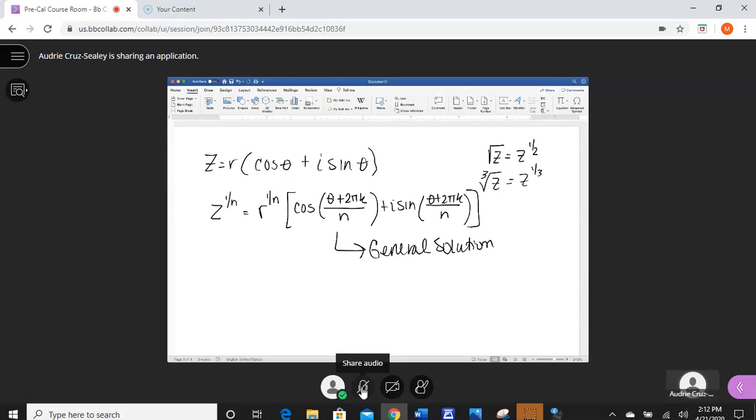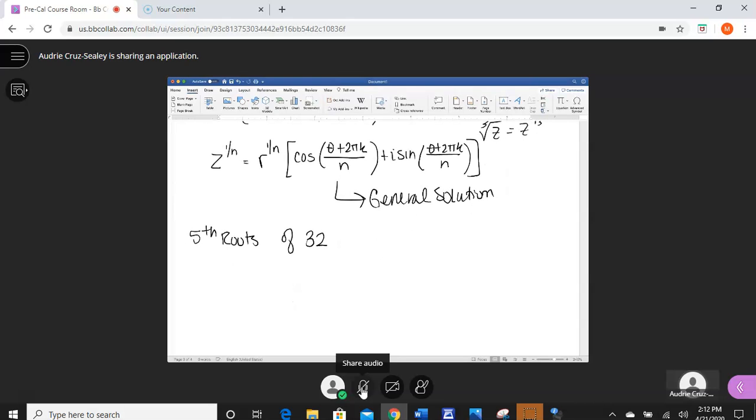So on example 7, it says we're going to find the fifth roots of 32. The fifth roots of 32. Do y'all see that? Now, do you agree that this would be 32 plus 0i if I were to write it as an imaginary number? Yes. Okay. So then I'm going to change this to polar form. I'm going to do that a little bit briskly since we've had so much practice with it.